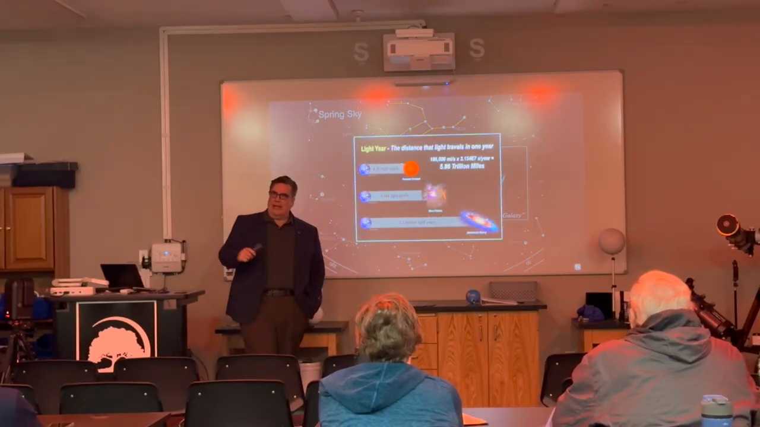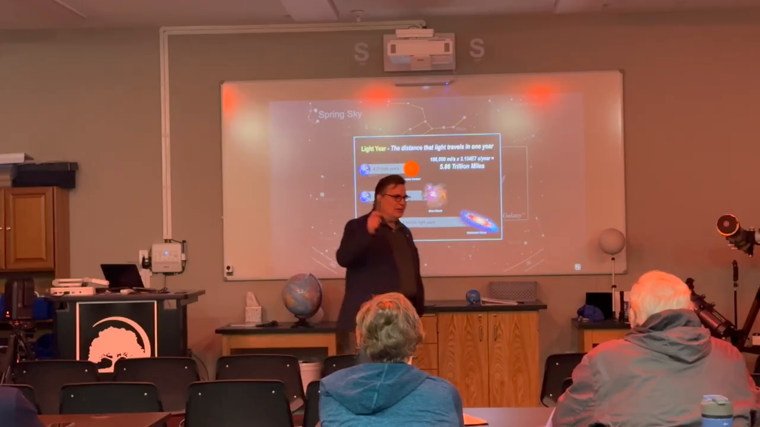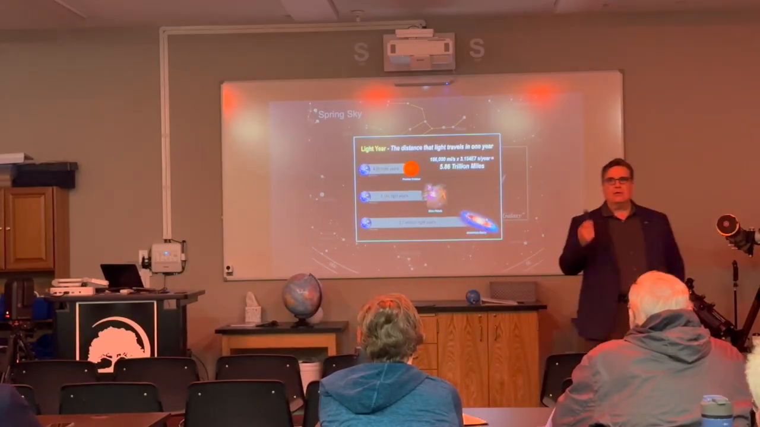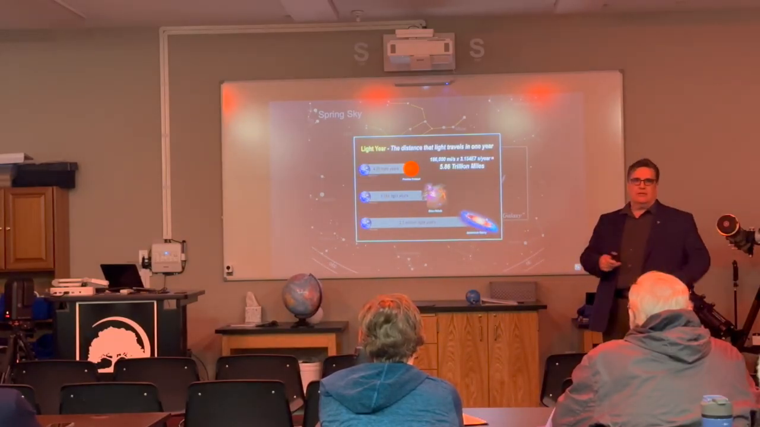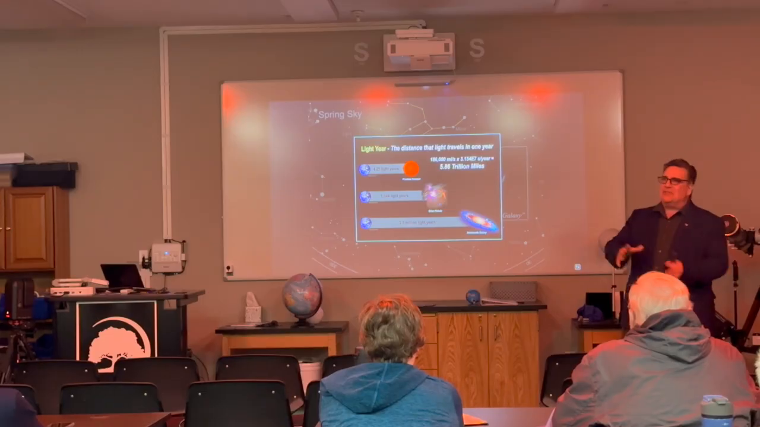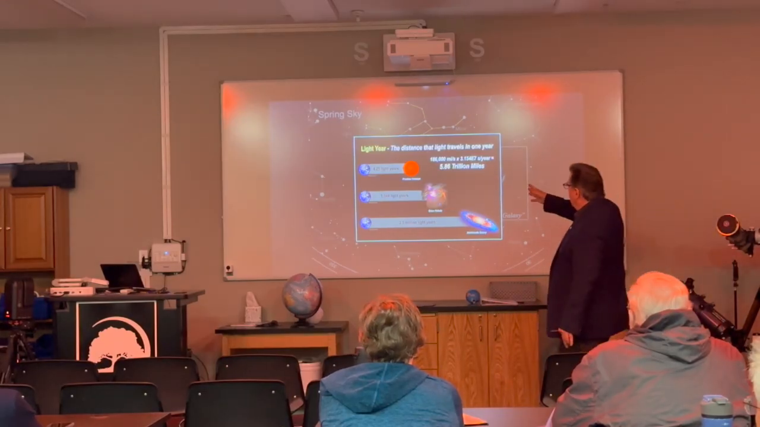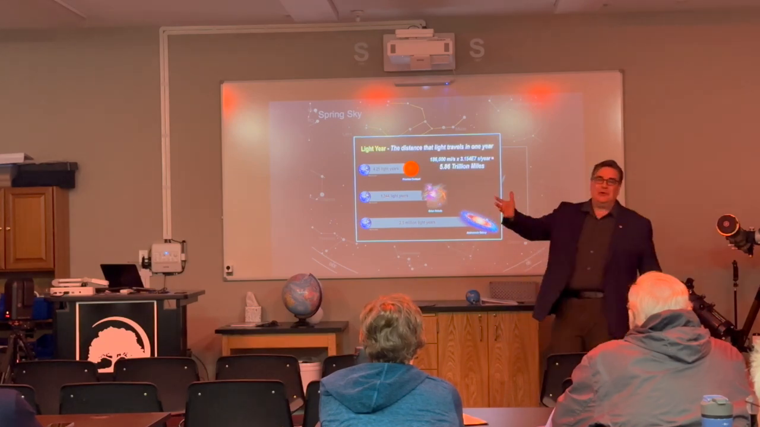What exactly is a light year? I know many of you already know this, but let's go over this anyway. A light year is the distance that light travels in 1 year. So even though it has the word year in it, it's not a measure of time, it's a measure of distance. A light year is about 6 trillion miles.